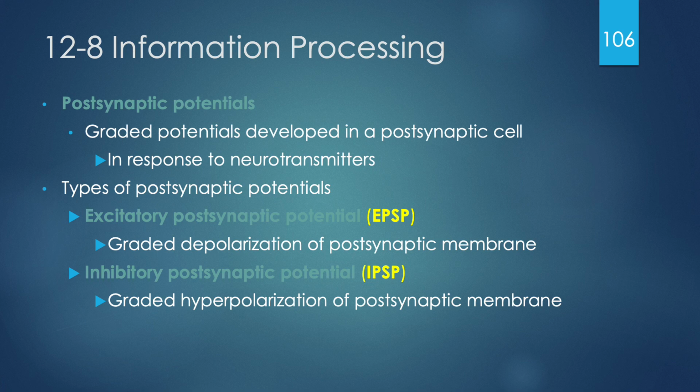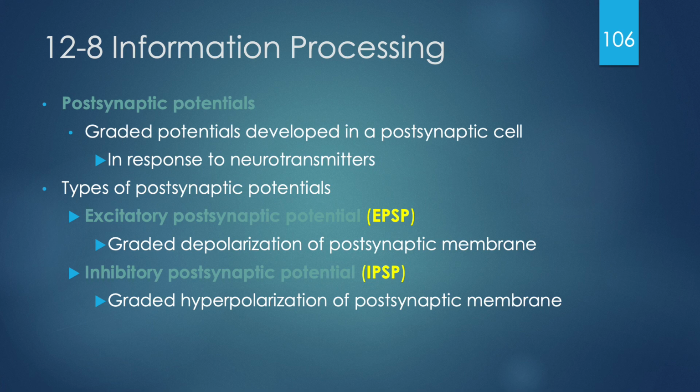Postsynaptic potentials are really just graded potentials that have developed in the postsynaptic cell. So it's received a whole bunch of different neurotransmitters, and as a result, we have a graded potential, which we'll just call a postsynaptic potential. And there are two different types of postsynaptic potentials: excitatory postsynaptic potentials or inhibitory postsynaptic potentials. In an excitatory postsynaptic potential, we are increasing the chance of another action potential to occur.